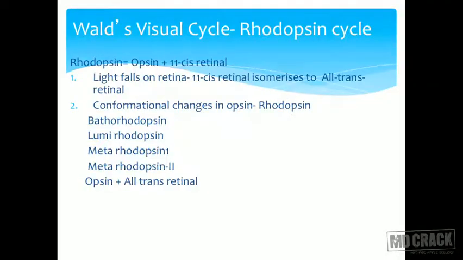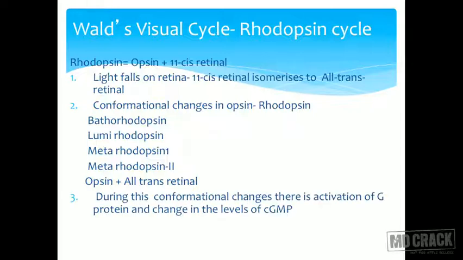All these different compounds that are formed have been given a name. They are like batho, lumi, meta, etc. Meta-rhodopsin 1, meta-rhodopsin 2. So all these series of changes take place, and then finally opsin and all-trans retinal are formed. So why are these conformational changes taking place? Why are so many things happening?